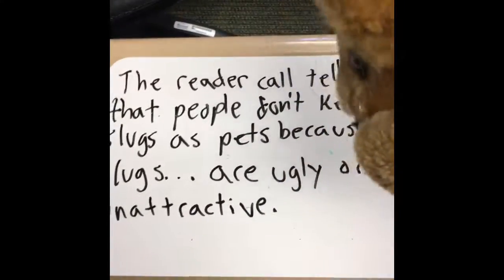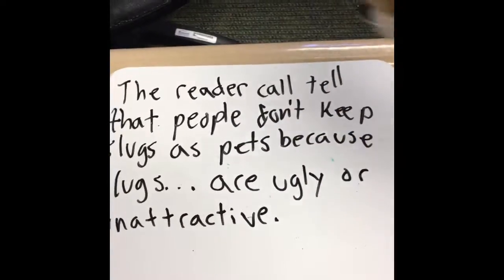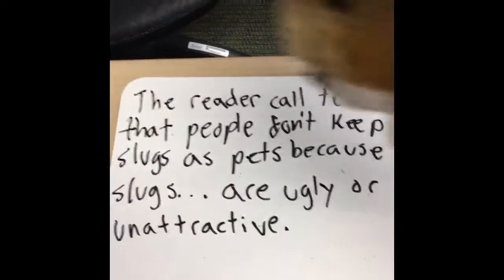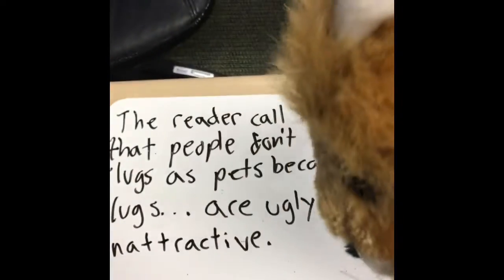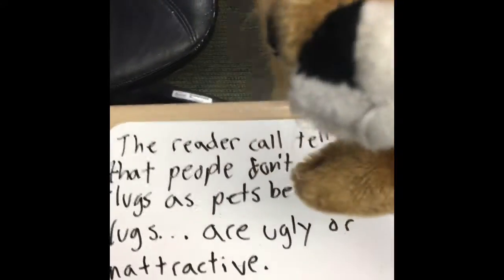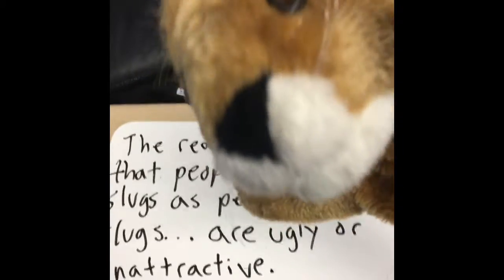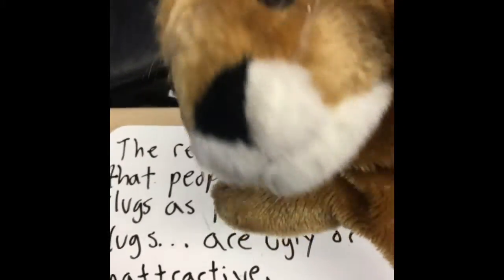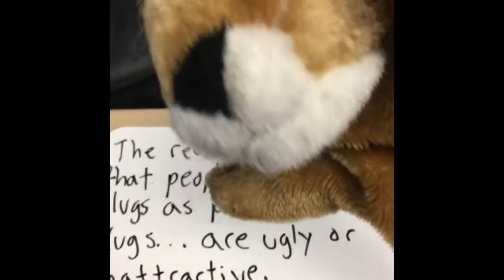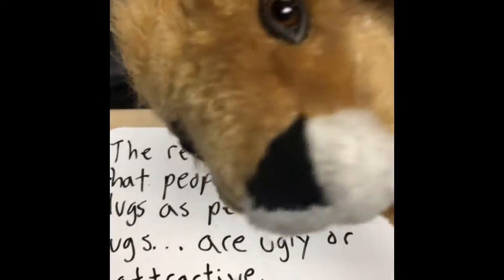Alright, we're back to our question. The reader can tell that people don't keep slugs as pets because slugs, and we put our inference, are ugly or unattractive. This is what happens when we put text clues with our background knowledge, and then we can infer the answer. So again, we add our text clues with our own knowledge to find the inference.